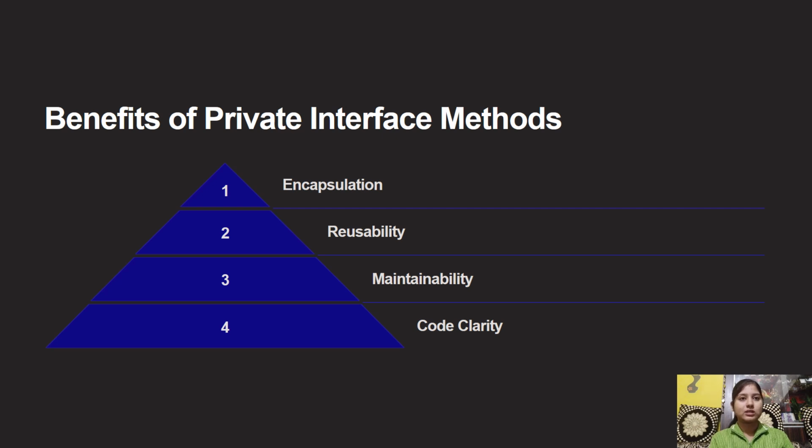Next is the benefits of private interface methods. There are four benefits. First one is encapsulation. Second one is reusability. Third one is maintainability. And fourth one is code clarity.